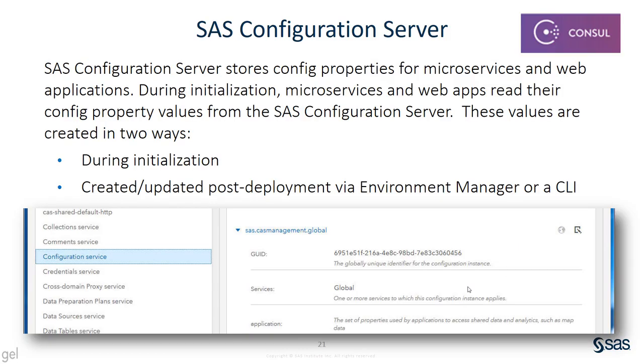We also have the SAS configuration server, as was mentioned before, based on Consul. During deployment, that's initialized with a bunch of configuration as Ansible runs on each of the machines, and the microservices start up. And then you can also update that post-deployment within SAS Environment Manager or via the command line interfaces. There's also a command line interface to change the configuration. So that's microservice and web app configuration stored there.